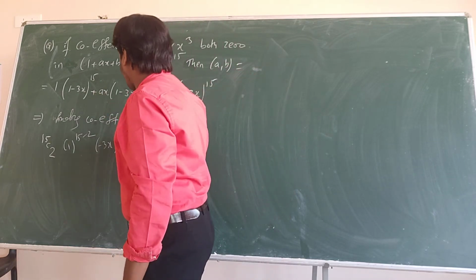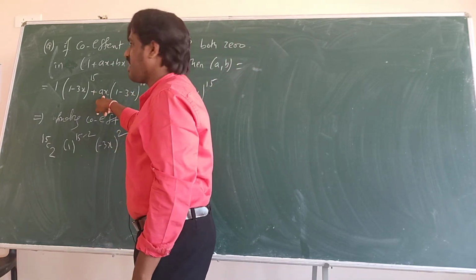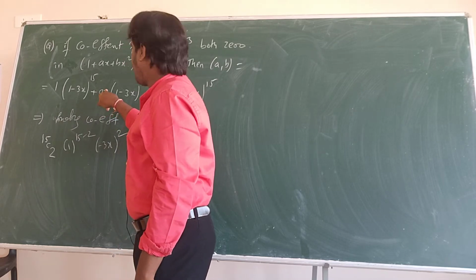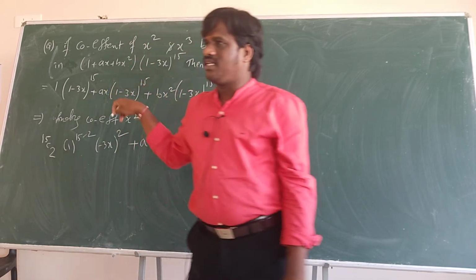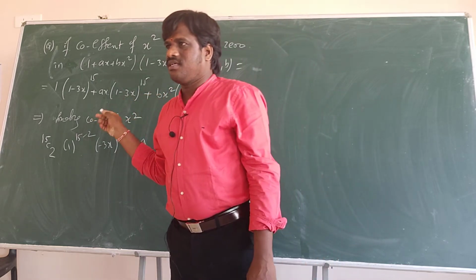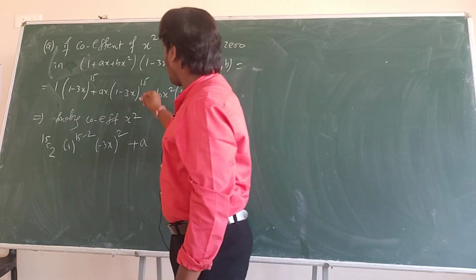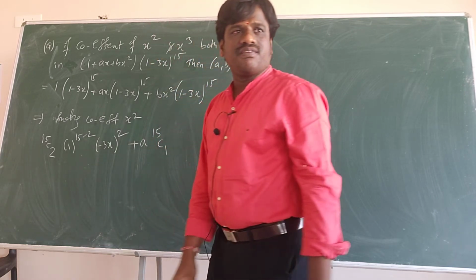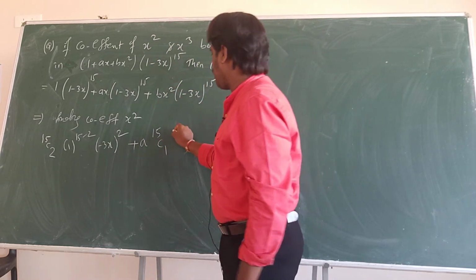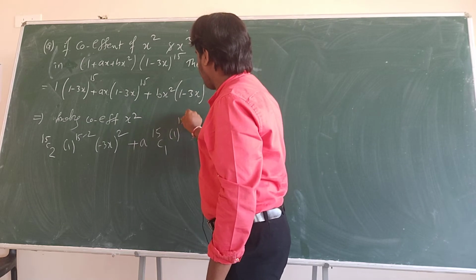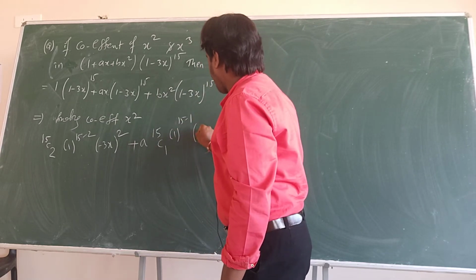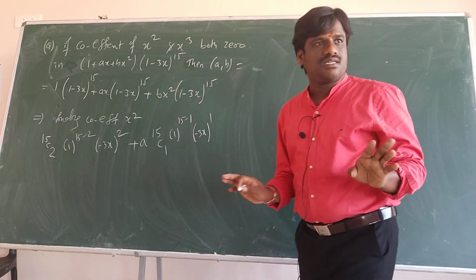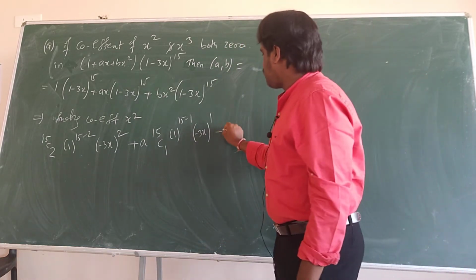So this is plus. Here a is there, so we'll keep a. X is there, so what do I require inside? I require x, so I write 15C1, 1 power 15 minus 1 and minus 3x power 1. Is it clear? Plus b into.